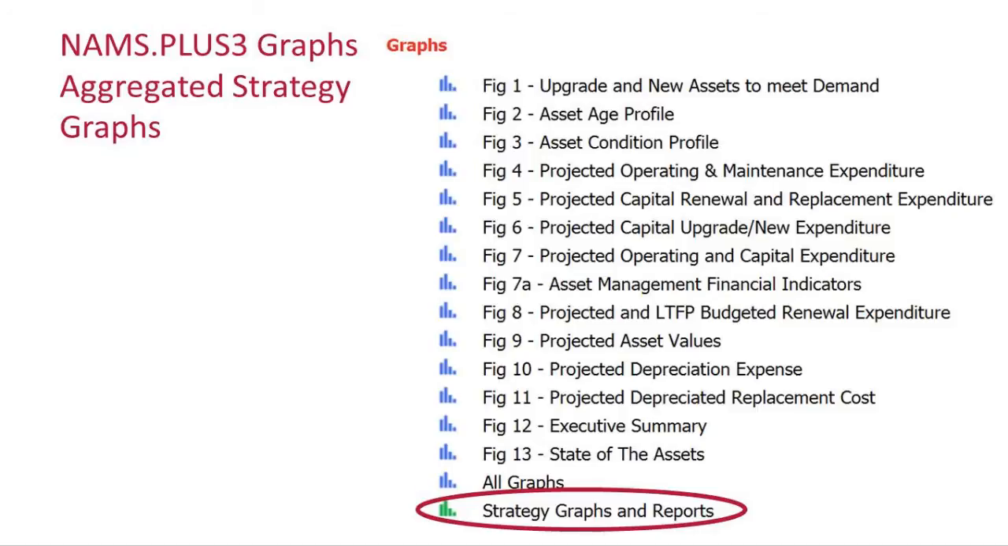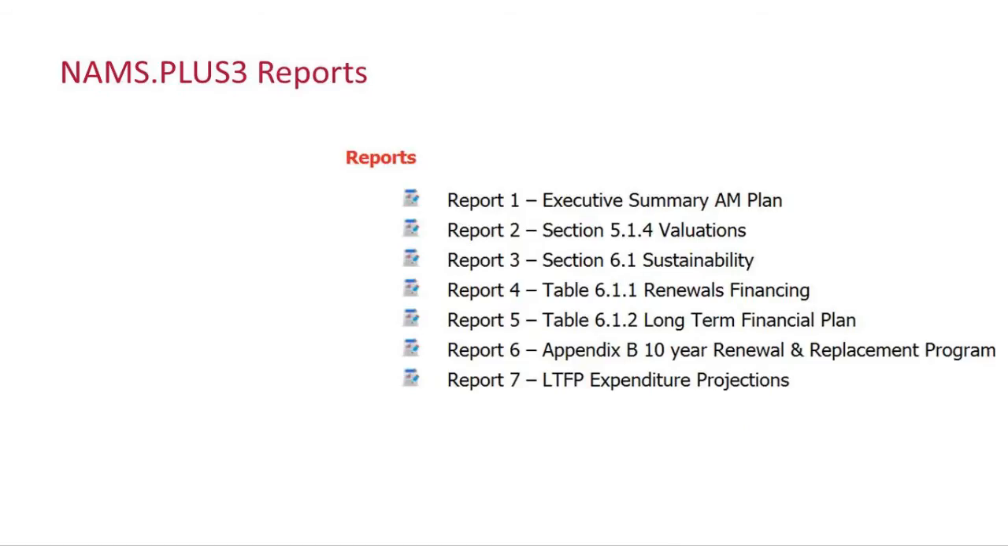The strategy graphs and reports provide you with access to the aggregated graphs and reports set up under the data management function. The reports are the same as the NAMS.PLUS2 graphs and reports page. Scroll down to see the reports. Click on the report name to access the report.